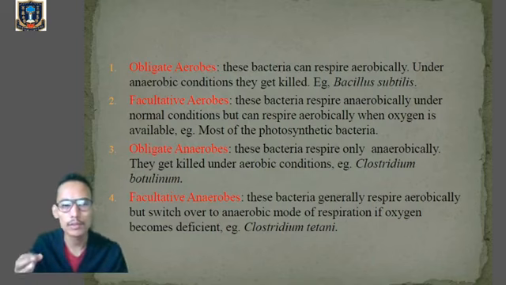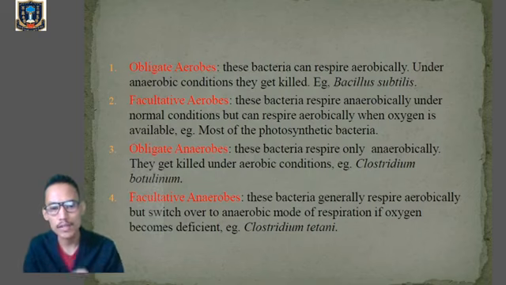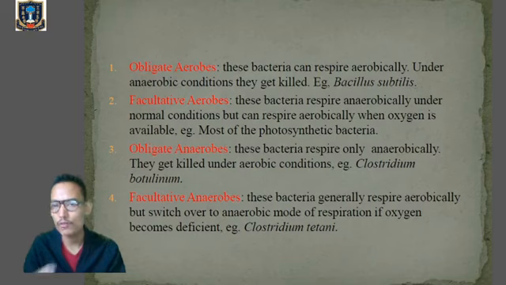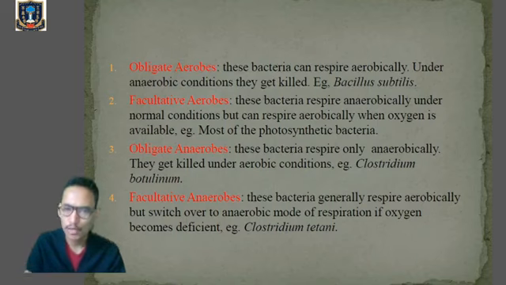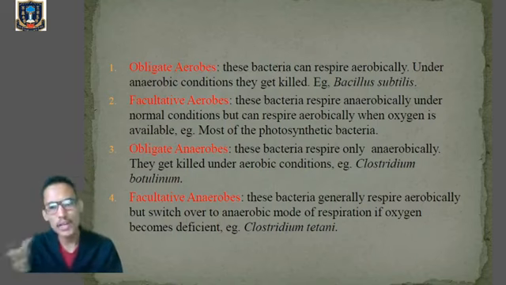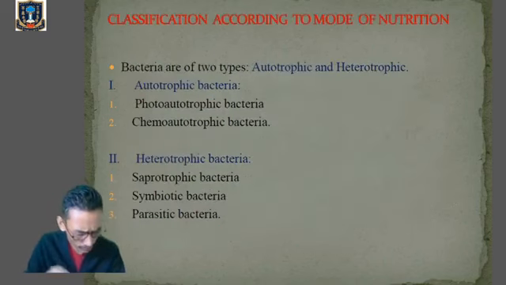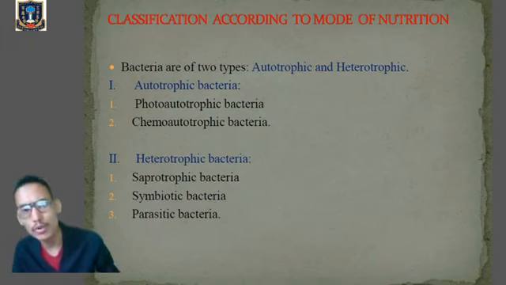So you have to remember the words obligate aerobes, obligate anaerobes, facultative aerobes, and facultative anaerobes. Aerobic means you can respire in the presence of oxygen, and in the absence of oxygen they cannot respire. Anaerobic means they can respire without oxygen also, but they will switch to aerobic mode of respiration when oxygen becomes available.